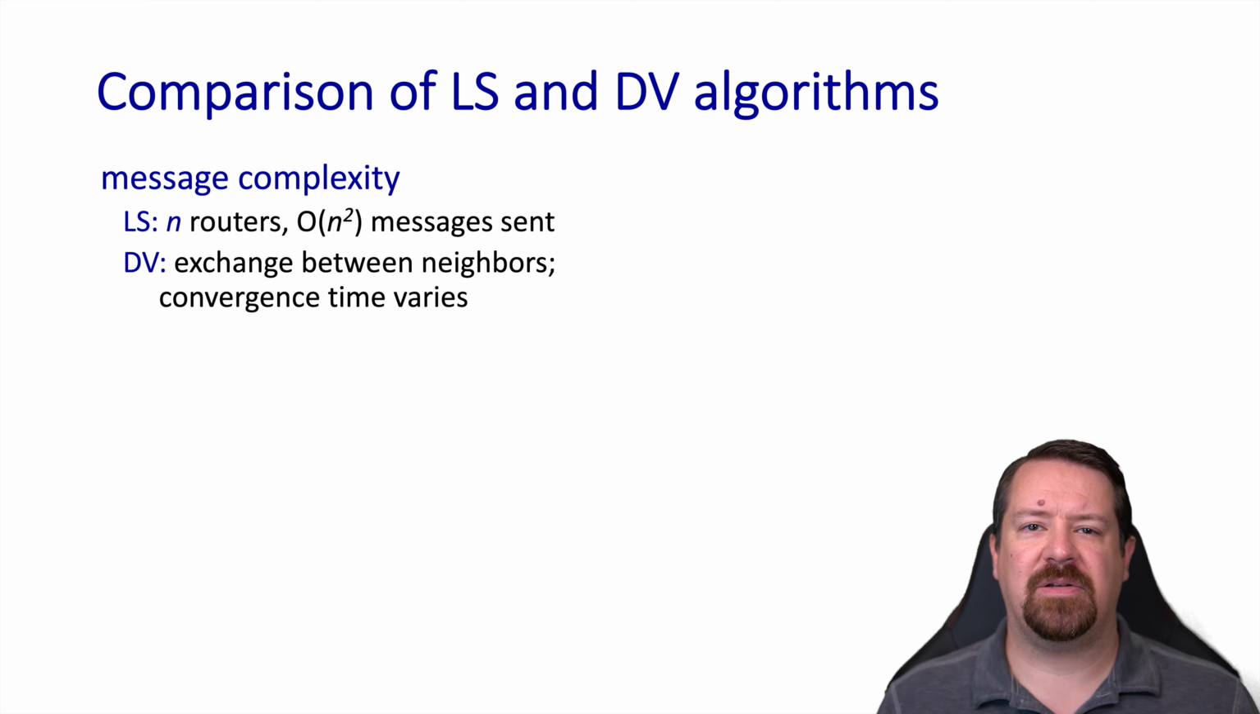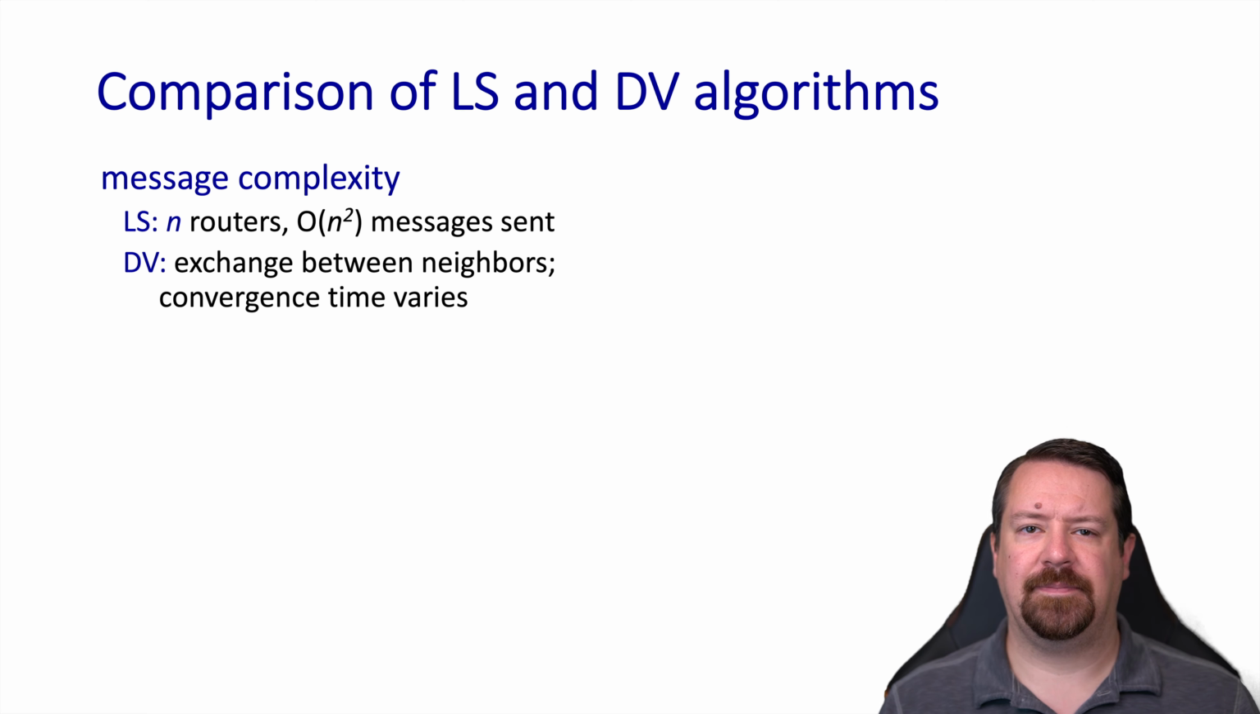Now let's do a little comparison between distance vector and link state. In terms of message complexity, we saw that in link state, order n squared messages must be sent because every router has to flood its link state information to every other router in the network. In distance vector, routers only need to communicate their distance vector to their direct neighbors, not to every router in the network. But because it's an iterative process to disseminate the information through the network, the convergence time will be longer and varying.